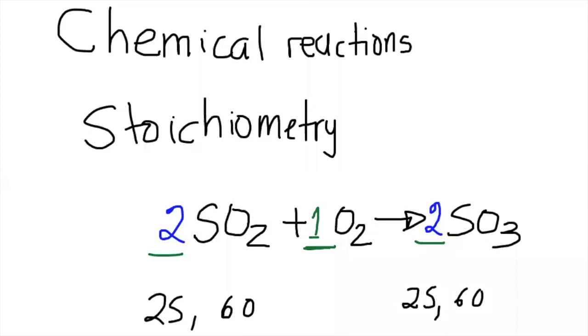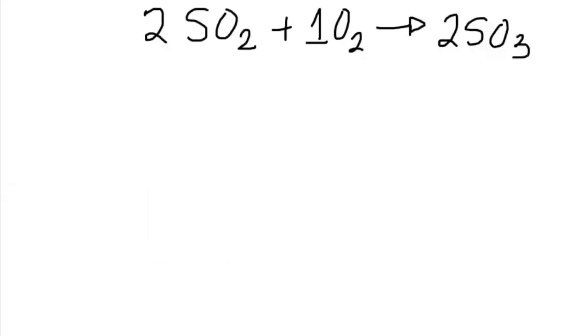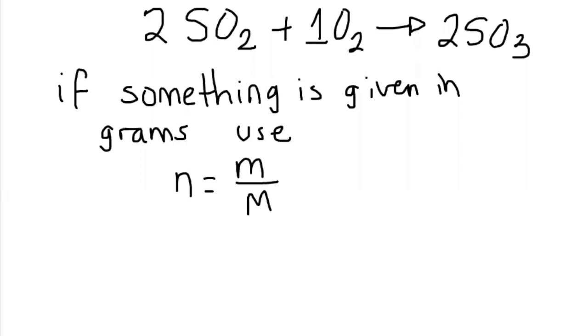This information will tell us that 2 moles of sulfur dioxide are going to react with 1 mole of oxygen in order to produce 2 moles of sulfur trioxide. So whenever you have a reaction, the first thing that you need to understand is that everything has to be expressed in moles. If something is given in grams, then use the relationship where number of moles is the mass over the molar mass, or the molecular weight, in order to convert this into moles. You are going to be working the reactions only in moles.